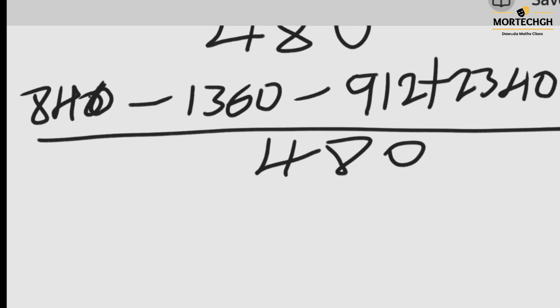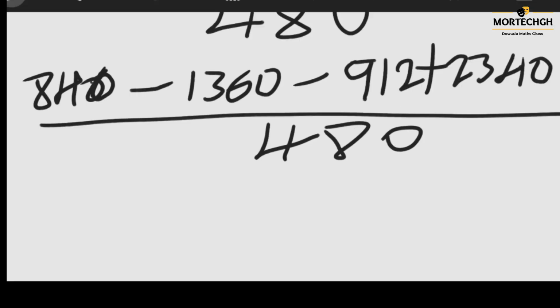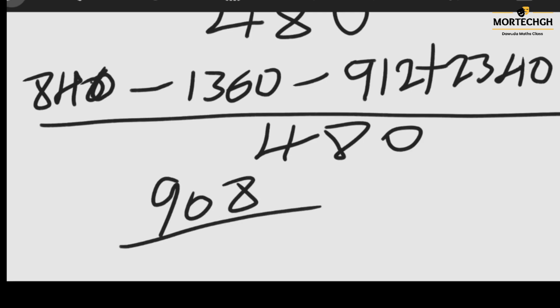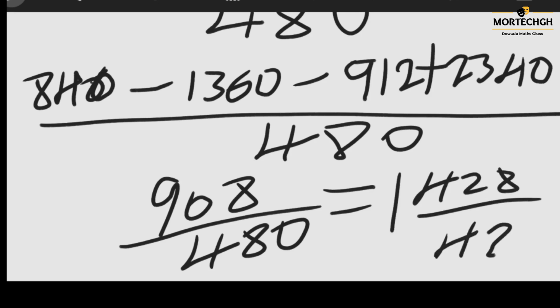Now 840 minus 1360 minus 912 plus 2340. If you add all, it will give you 908. You have 908 all over the LCM here being 480. Now, don't leave your answer in fraction form because the question was given in mixed fraction form. So we have to convert this answer of 908 over 480 back to the mixed fraction form. You ask yourself, how many times will the denominator enter the numerator? 480, how many times will it enter 908? It's once, so it's 1. Remainder 428. So we have 428 here all over the denominator, which is 480. And that is our final answer.